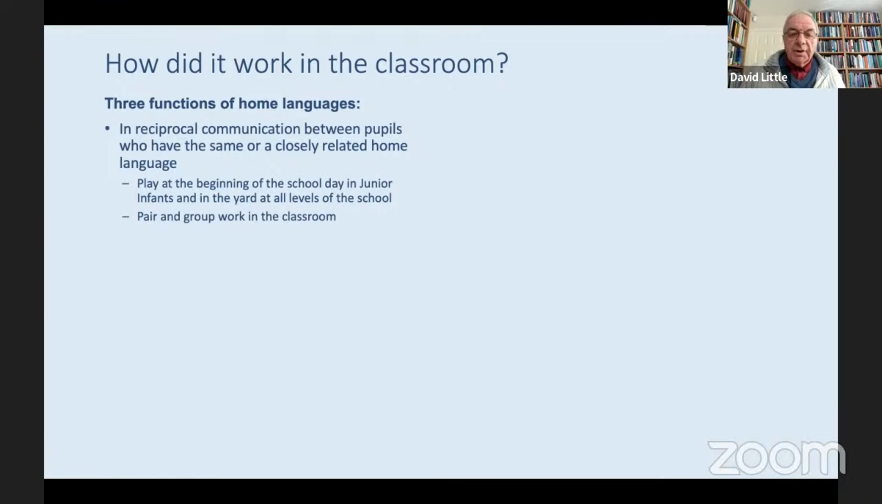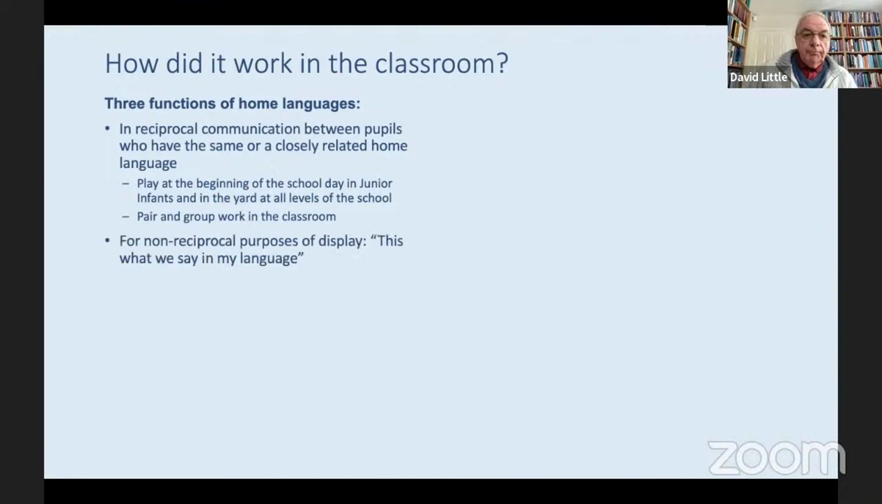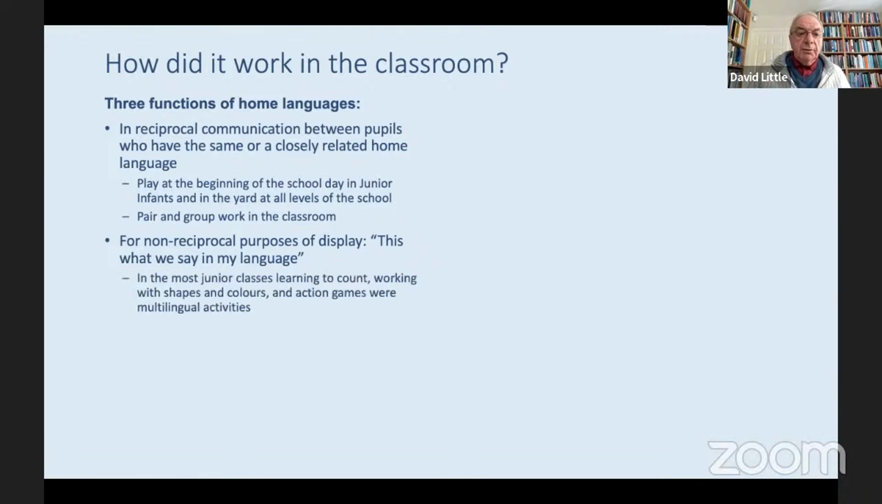Pupils with the same or a closely related home language could work together on a problem or a project, though at the end, of course, they had to report back to their peers and the teacher in English. Home languages could also be used for non-reciprocal purposes of display. This is what we say in my language.